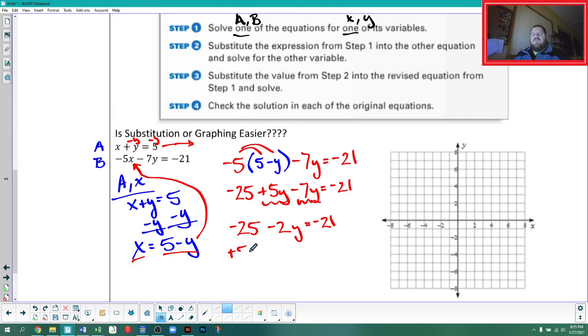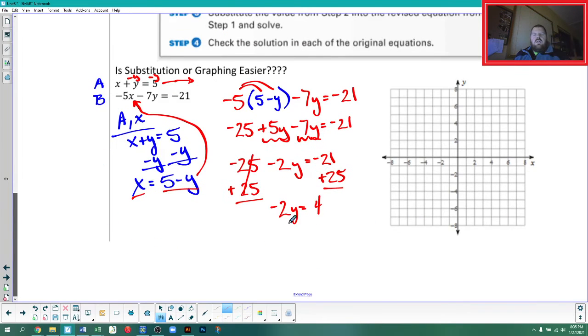Add 25 to both sides. I'm just solving equations here. Over here they cancel, and I get negative 2y is going to be equal to positive 4. And we can give ourselves a little more room. Divide by negative 2, and we should get that y is equal to negative 2.